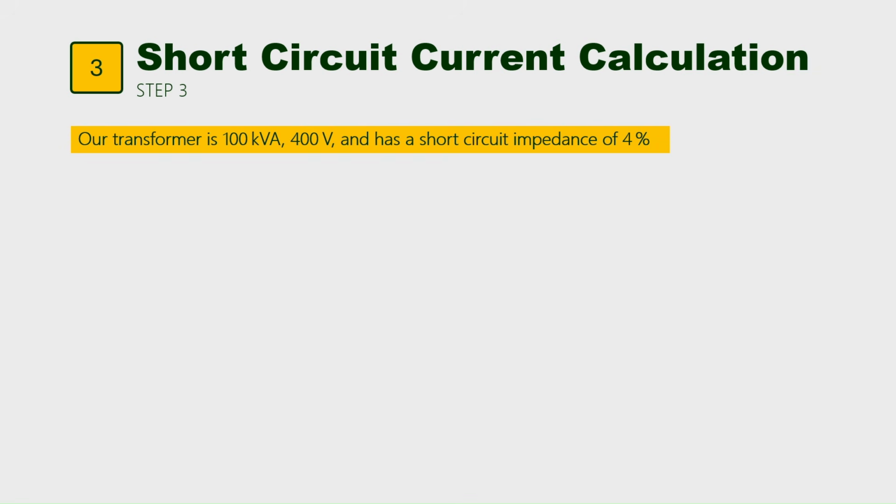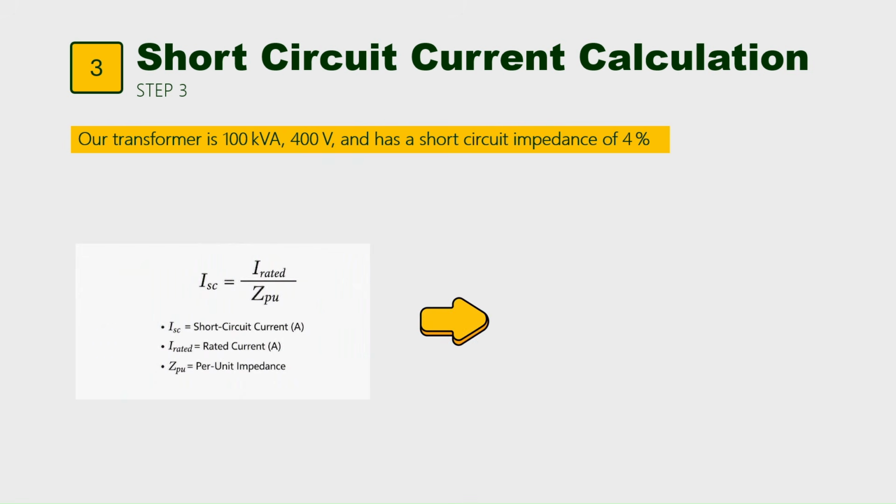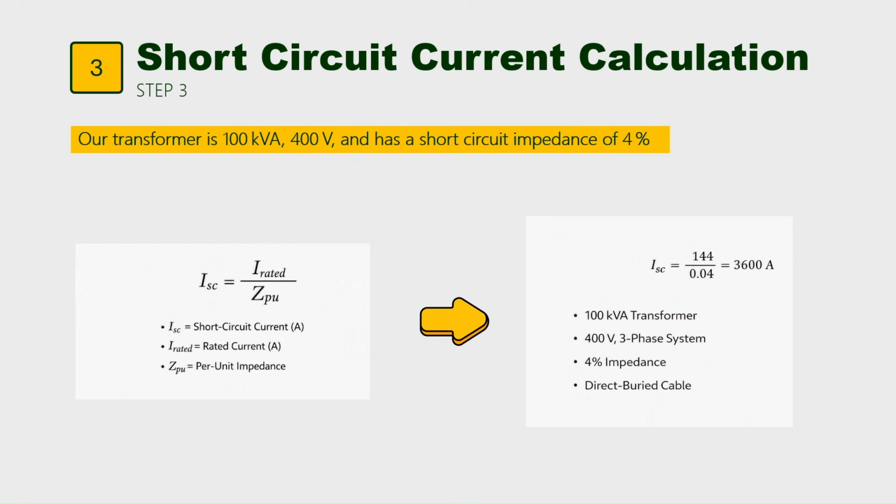We start with the transformer's data. Our transformer is 100 kilovolt amperes, 400 volts, and has a short circuit impedance of 4%. That impedance limits the fault current. The formula is, where ISC is short circuit current, I rated is rated current of the transformer, and ZPU is per unit impedance in decimal form. Plugging in the numbers, the initial short circuit current at the transformer terminals is about 3.6 kiloamperes.